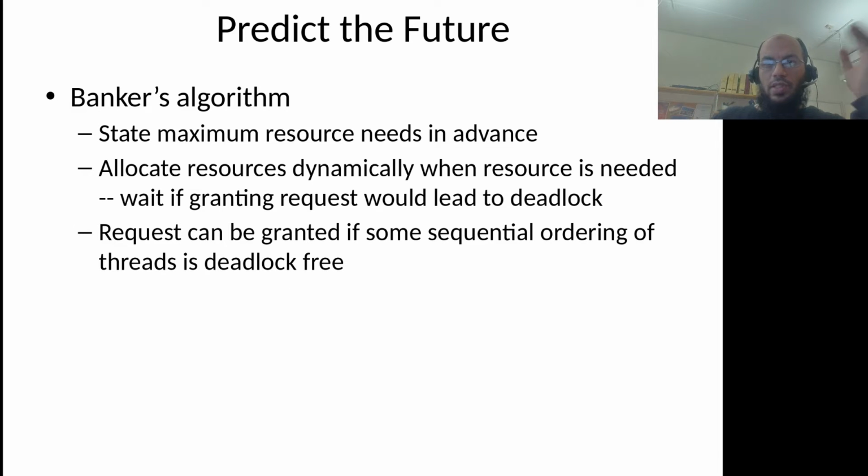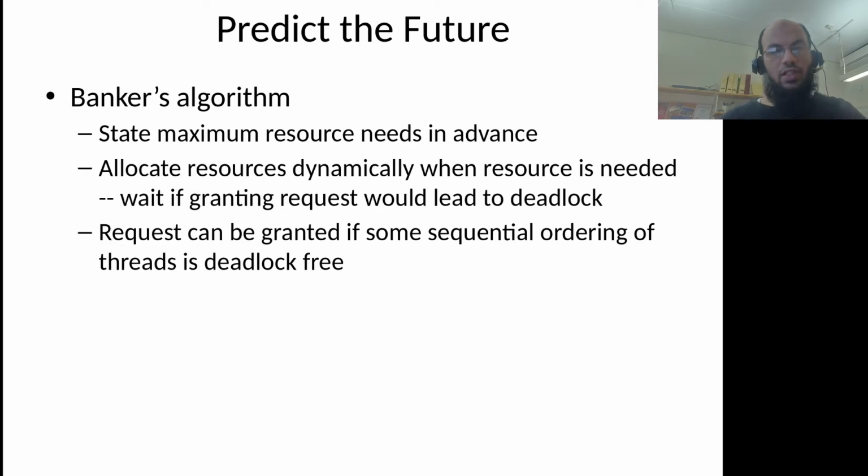There are methods that try to predict the future, and one of them is Banker's algorithm, which tries to state the maximum resources needed in advance. So you as a programmer make the program try to predict the maximum resources needed in advance, and you allocate resources dynamically when they are needed, and wait when granting requests would lead to a deadlock. So this is different from just blind allocation in the sense that it has an extra optimization layer.